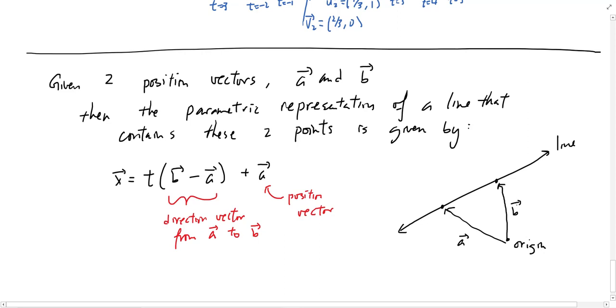Now notice, here's the important part. Both vector A and vector B identify a point on the line, which is what we need. But we also need a direction of the line that tells us which way to go. So what we can do is form that direction right here, and this direction is vector B minus vector A.